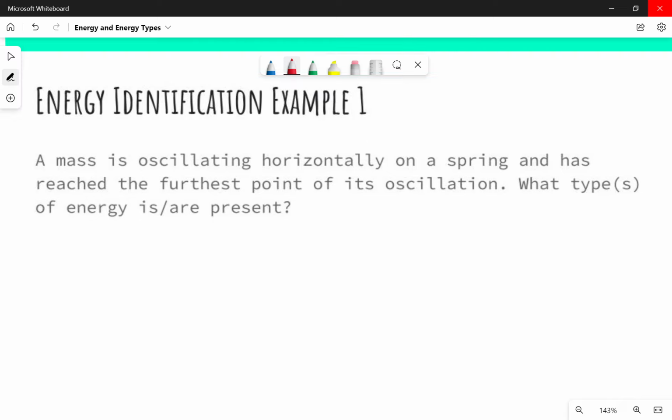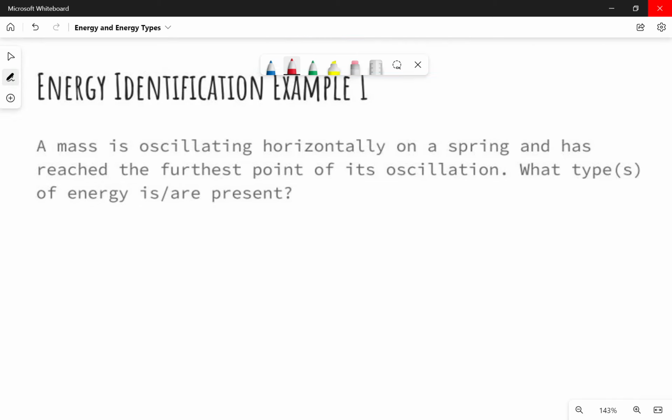So energy examples. In this first example, we're just worried about identifying what's happening here. So I've described this as a mass that's oscillating. If you're not familiar with the term oscillating, that just means that it's moving back and forth in this case. So it's oscillating horizontally on a spring, keyword, and has reached the furthest point of its oscillation. And I want to know what types of energy there are.